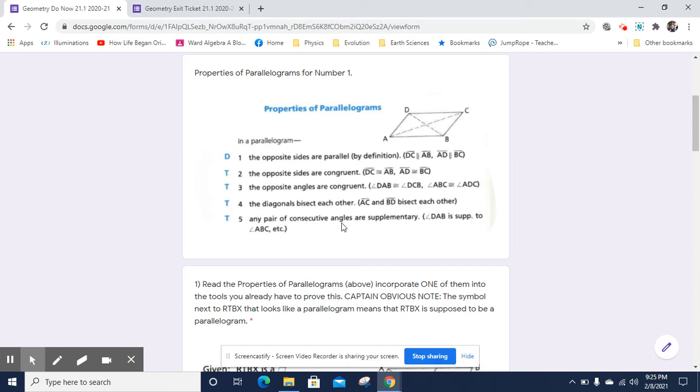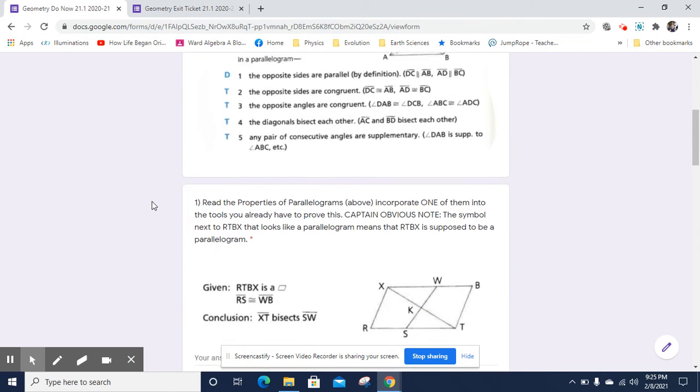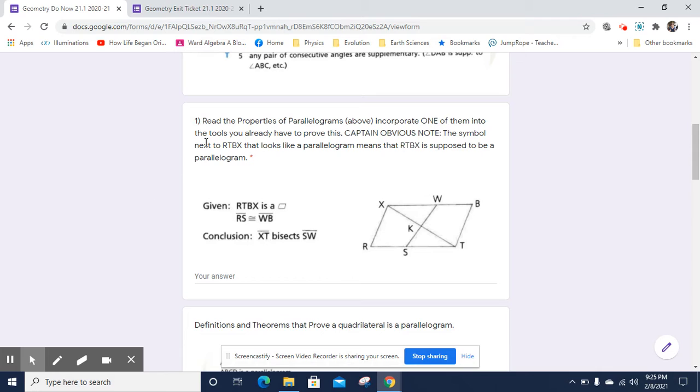Any pair of consecutive angles are supplementary. So this angle and this angle are supplementary to each other. This angle and this angle are supplementary. This angle and this angle are supplementary. And this angle and this one are supplementary. So you'll need at least one of those things here. Down here for number one, you want to have read the properties of parallelograms above. You want to incorporate one of them into the tools you already have to prove this.